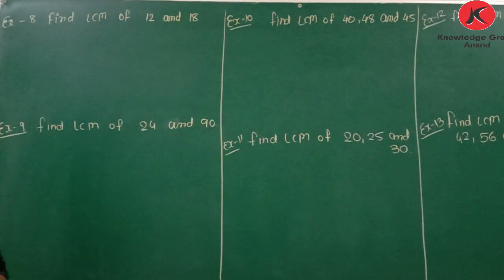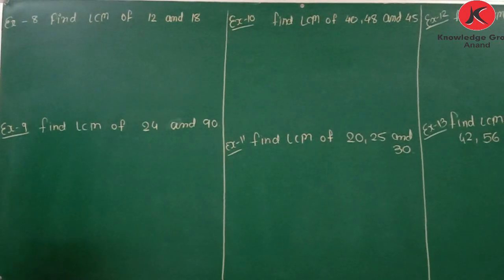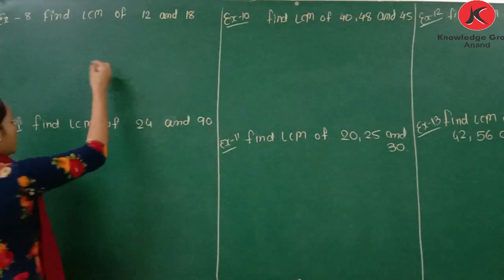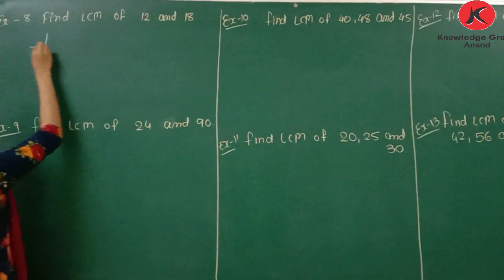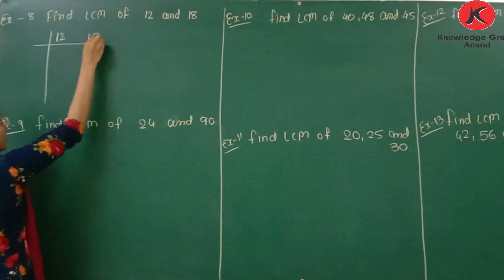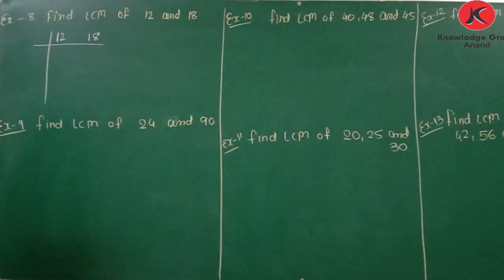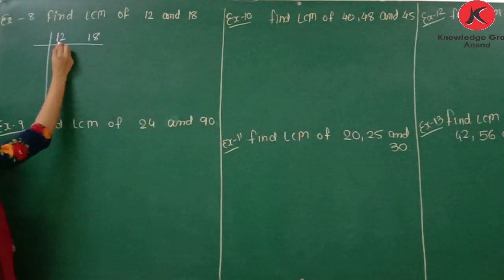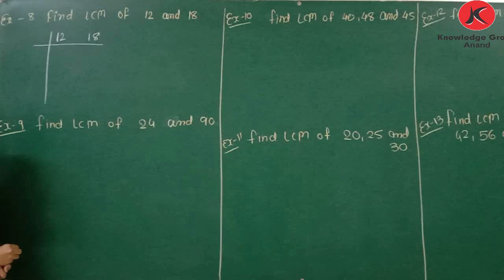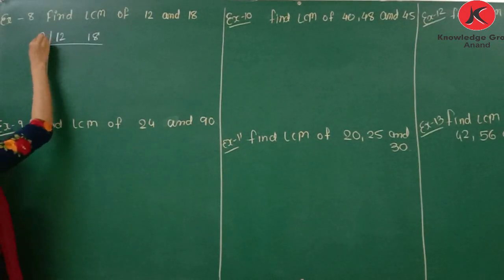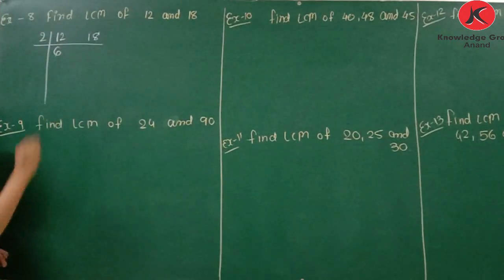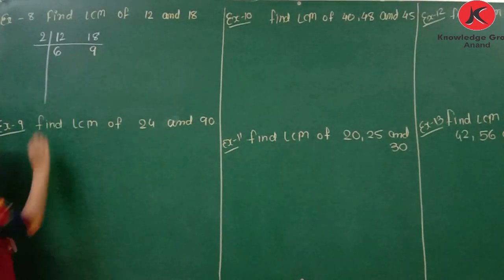Okay, now we will solve some examples. Find the LCM of 12 and 18. So here you can apply the method. 12 and 18. Now, is there any number that is divisible by 2? Yes, 12 is divisible by 2 and 18 is also divisible by 2. So 2 6s are 12, 2 9s are 18.